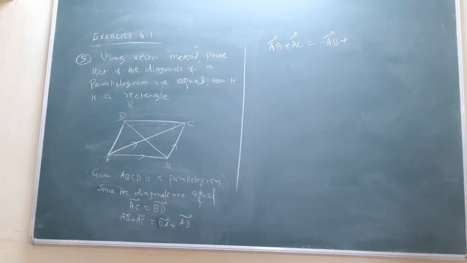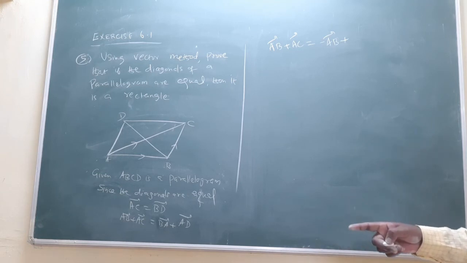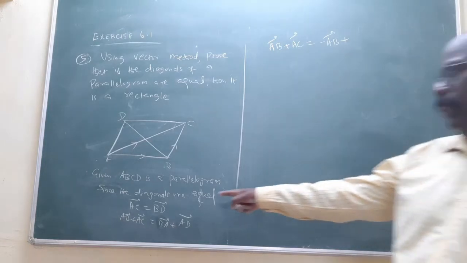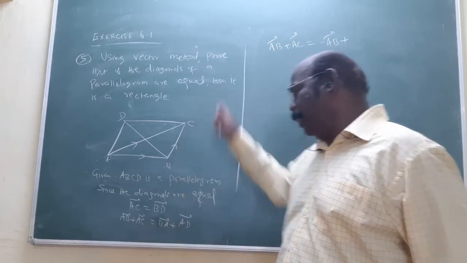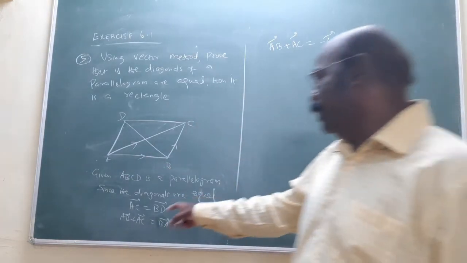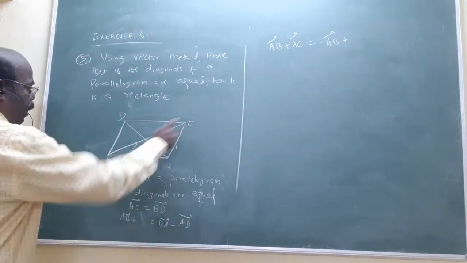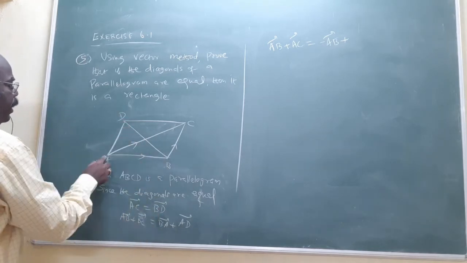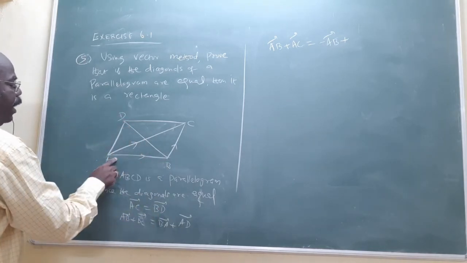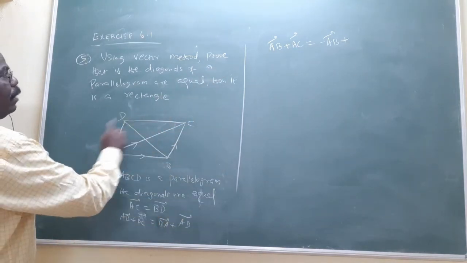First one is what? Two diagonals are equal. The AC can be written as AB plus BC. The BD can be written as BA plus AD. The BA we want, so put minus AB actually. Next, the AD can be BC.